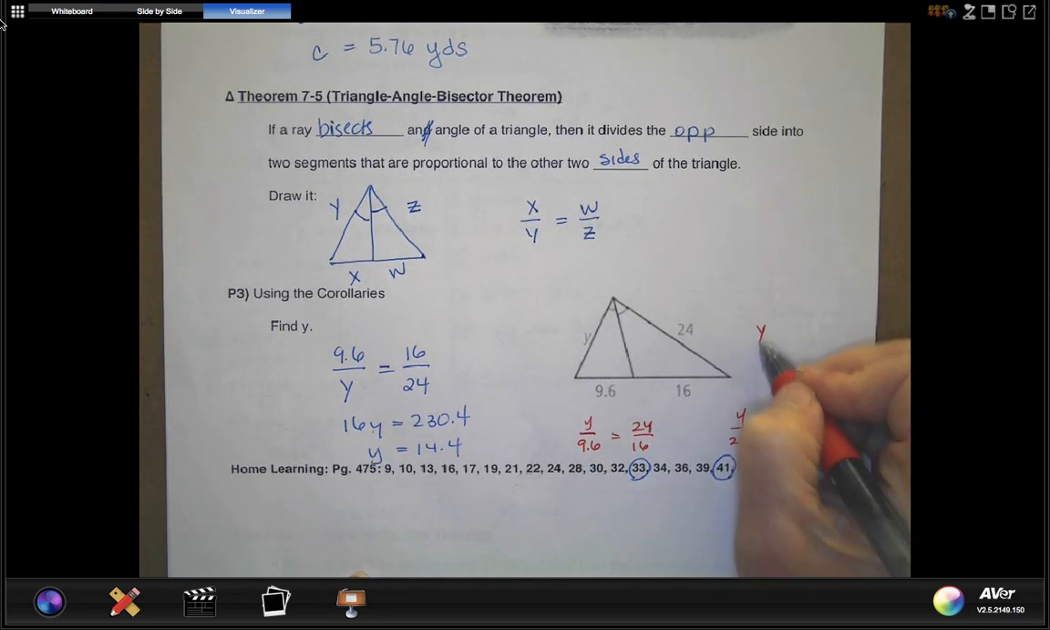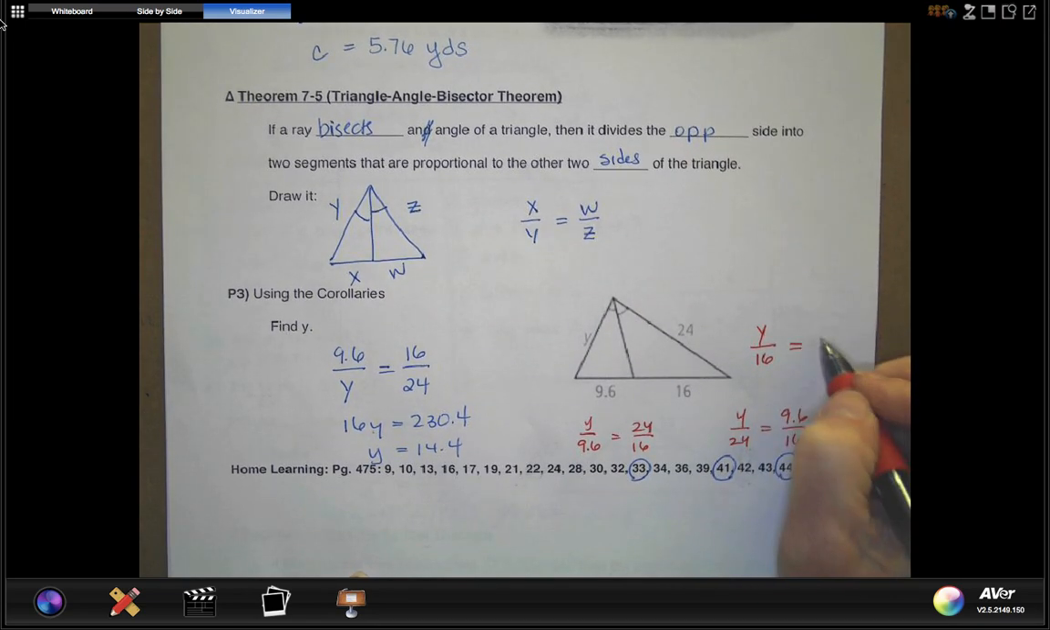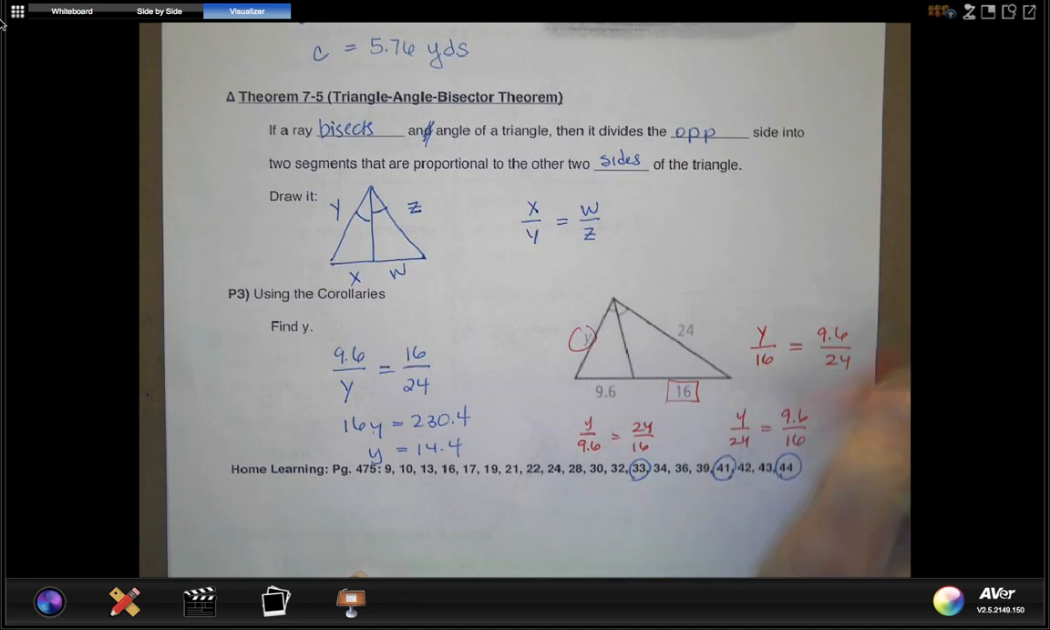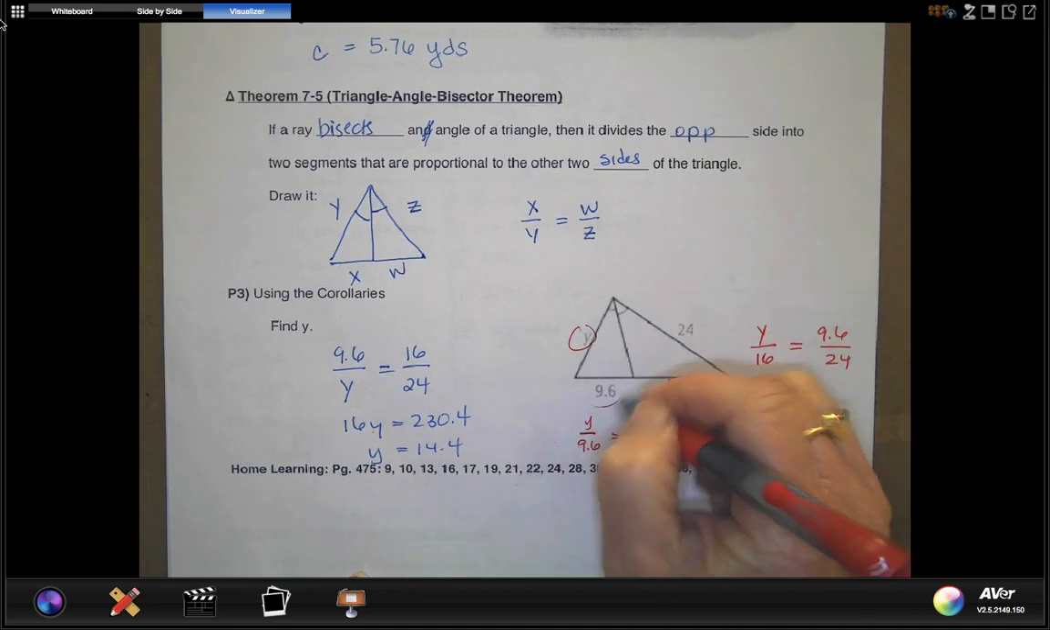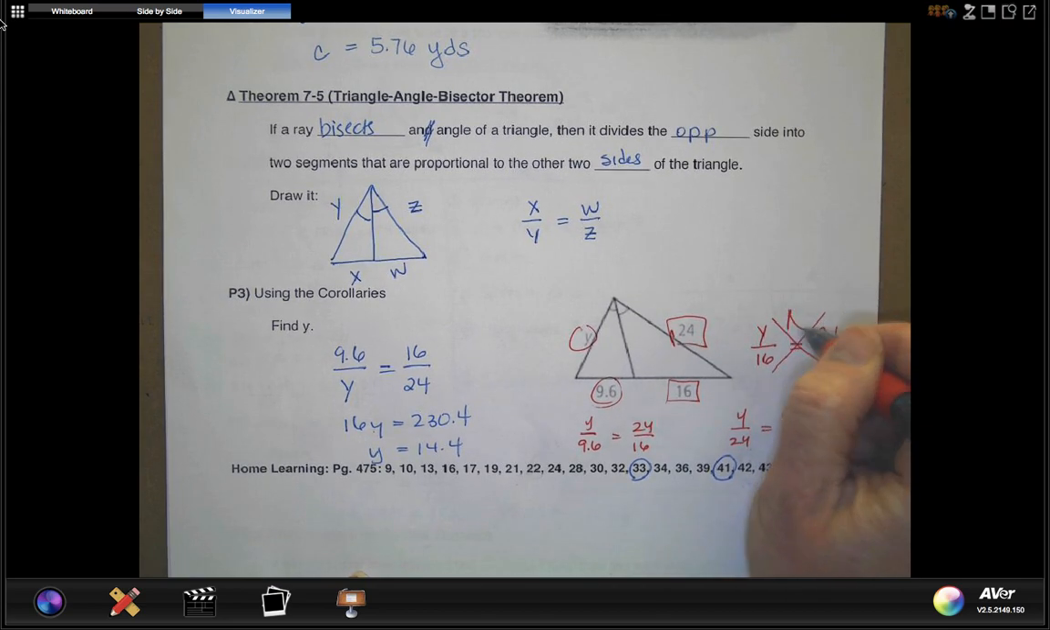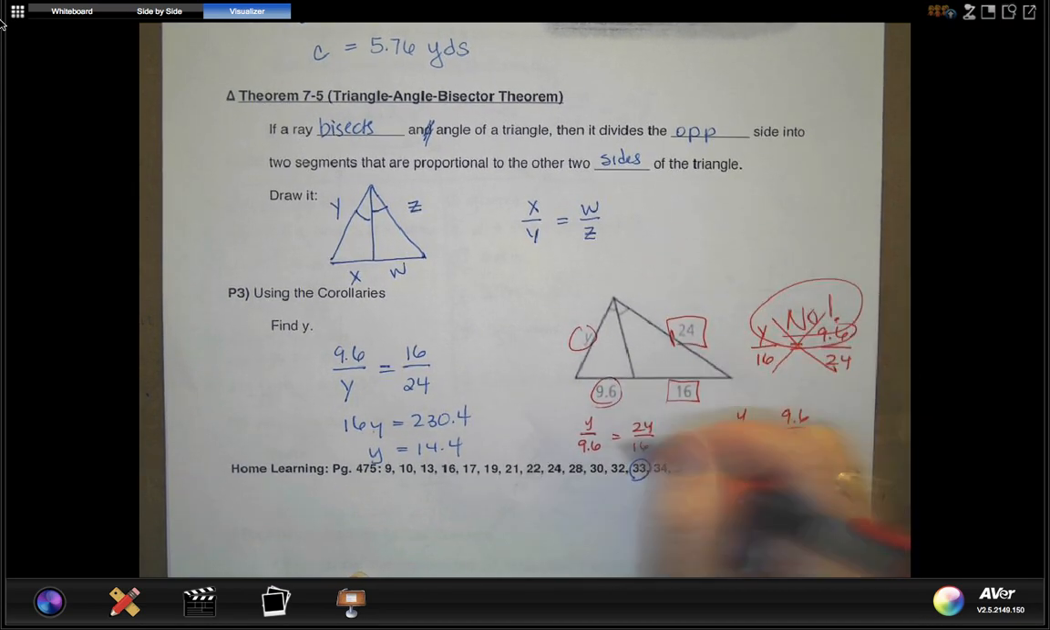I can't do y over 16 is equal to 9.6 over 24. I can't say this over this is equal to this over this. That's not lining everything up right. So this is a big no. Don't do that. Okay, but there are other ways you could start off these problems.